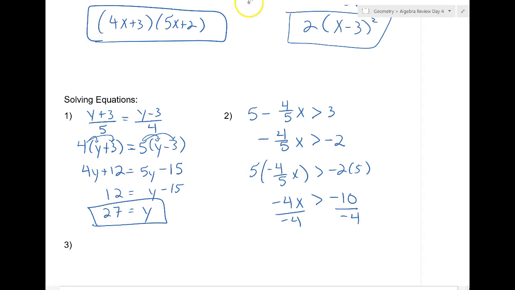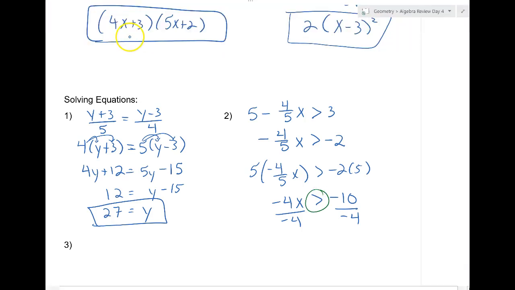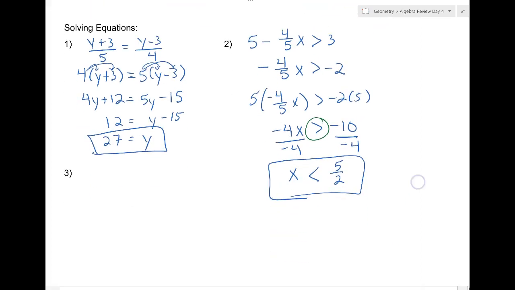Now, anytime that you multiply or divide by a negative number with inequalities, I tell people to circle your inequality. And that's your sign that you're supposed to change its direction. And then when you do that, you solve, you get x is less than, and then you reduce the fraction, negative 10 over negative 4, which would be 5/2. So remember, if you multiply or divide by a negative number, then you switch directions, but that's the only time. Otherwise, you treat inequalities exactly the same way as equations.